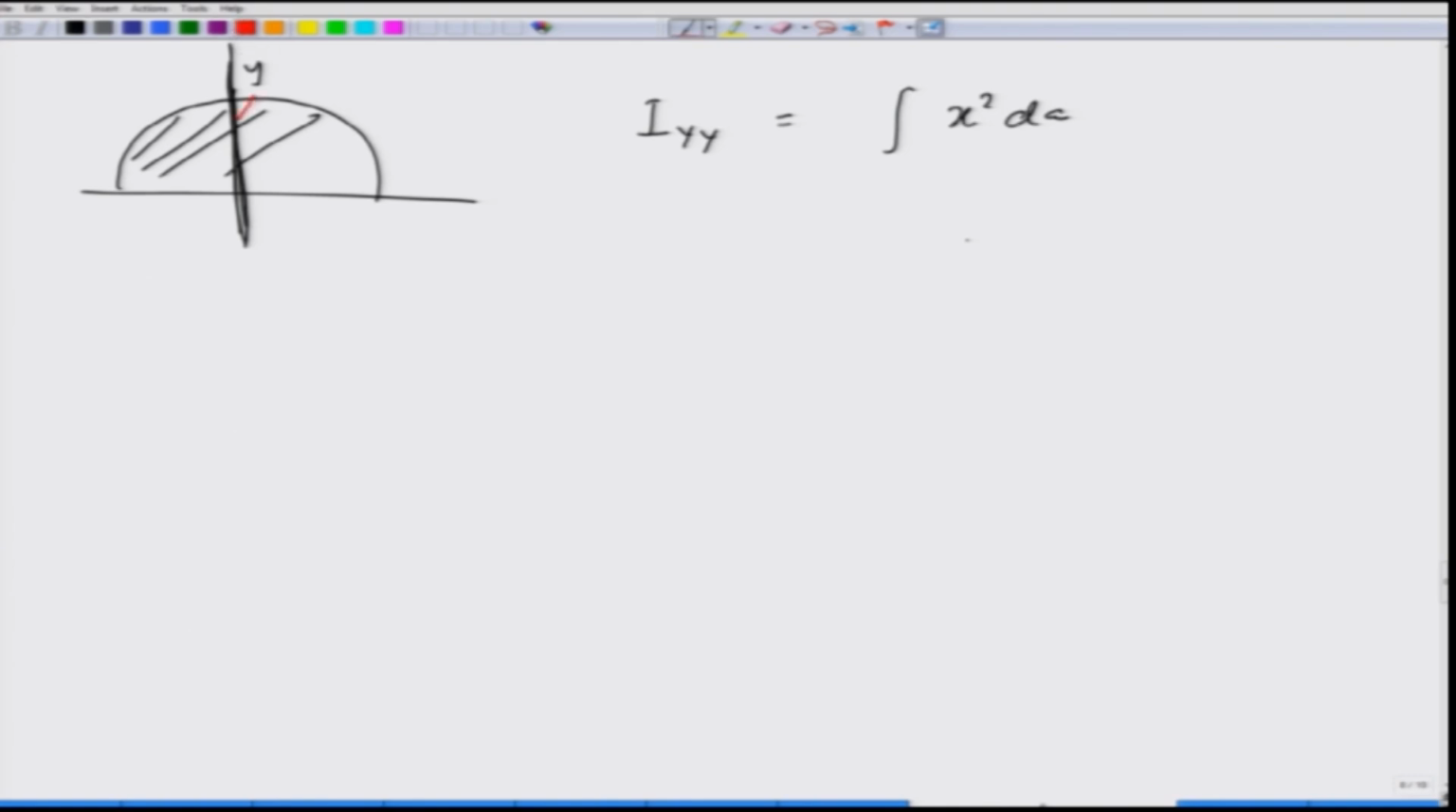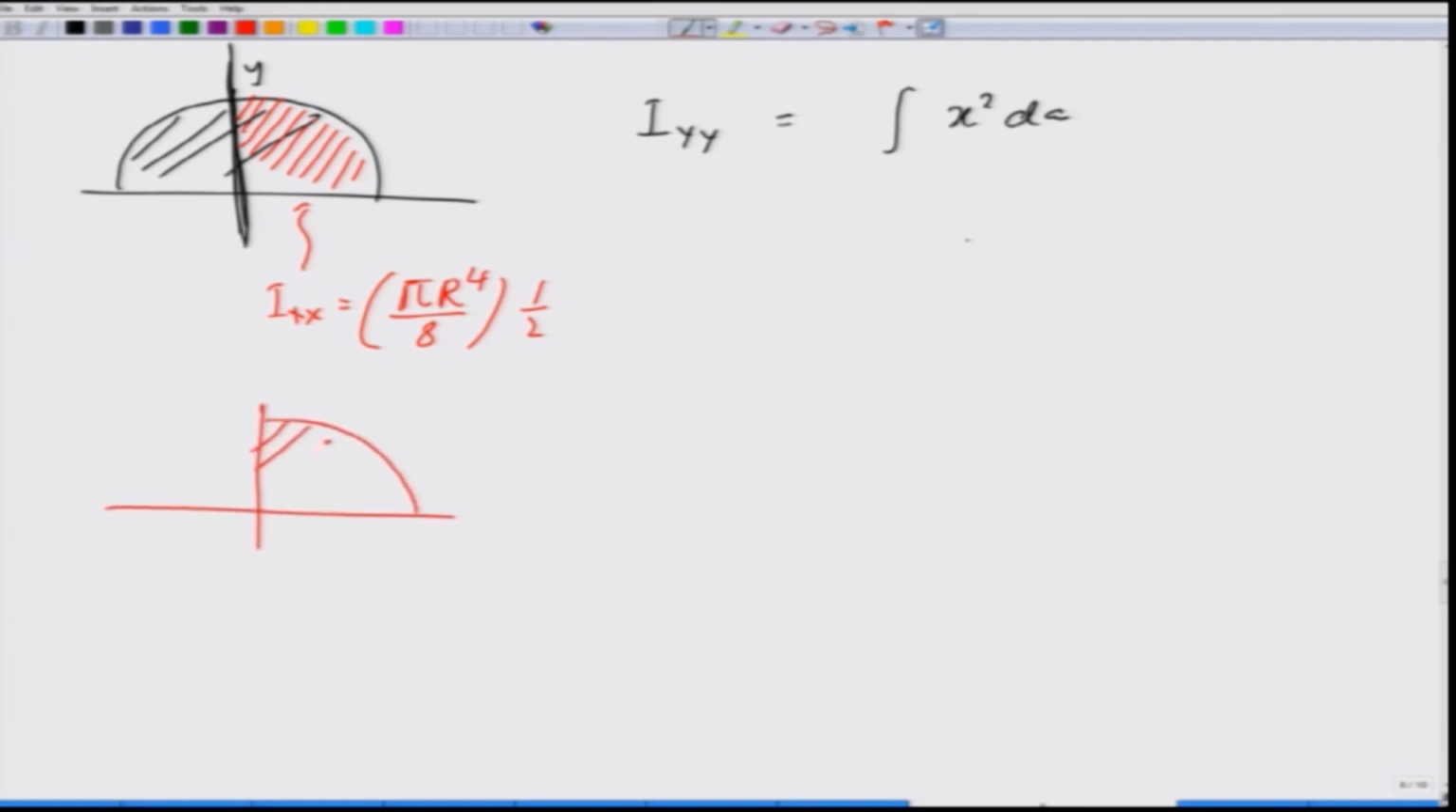I would immediately use a trick: half of this whole thing, half of the semicircle, has moment of inertia equal to pi r raised to 4 over 8, 1/2 of it, and so does the other one. But for a quarter, whether I take the moment of area about this axis or this axis is the same, and therefore both the quarters, the one shown with orange and the other shown with green, have the same moment of area about the y axis. Therefore, this will become 2 times 1/2 pi r raised to 4 by 8, the same answer, pi r raised to 4 by 8.